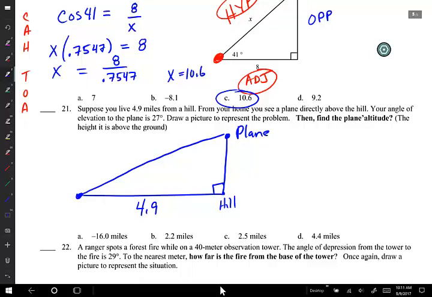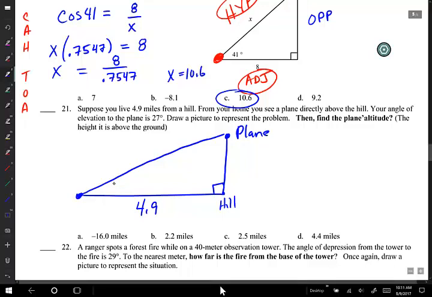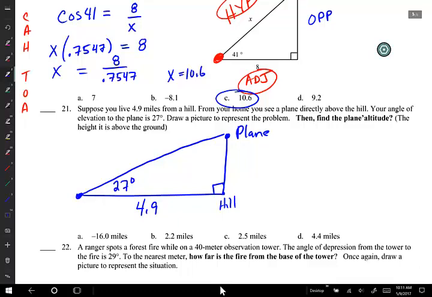The angle of elevation to the plane is 27 degrees. Do you guys understand elevation means going up? So put your arm straight out. That's the ground. Now point at the plane with your finger. Okay? Where did your arm go? That's the angle. So put the angle in right there. Point at the hill, then point at the plane.